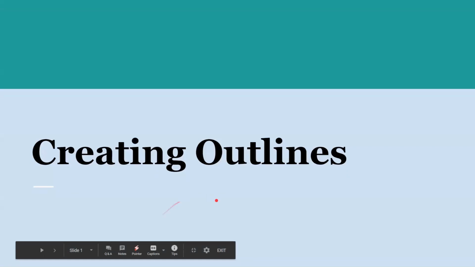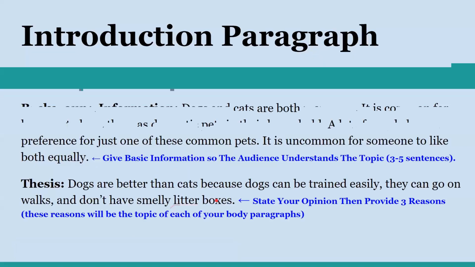Everyone! Today we're going to be learning about creating outlines. So the first thing in our outline is the introduction paragraph. The first thing is the hook. Did you know that dogs are better than cats, as an example? And the hook is used to get the audience's attention.